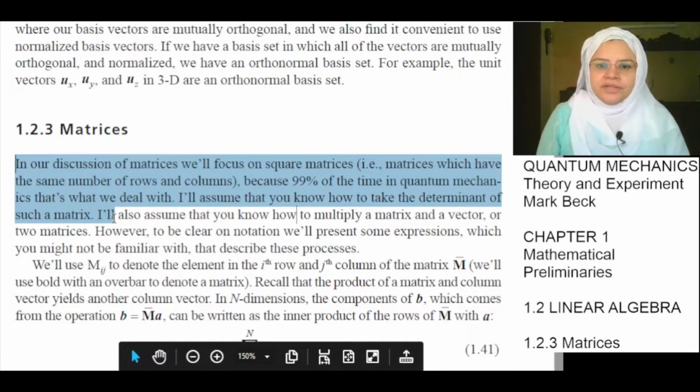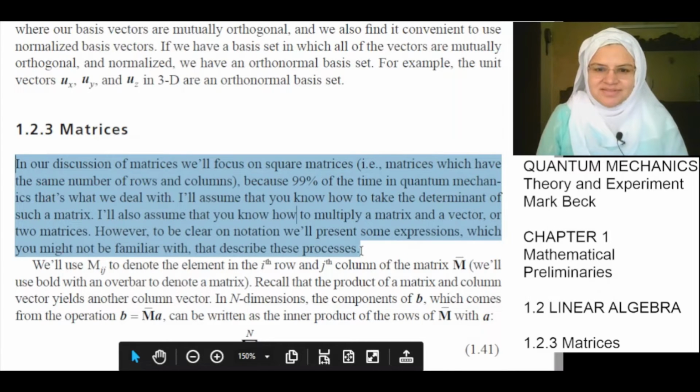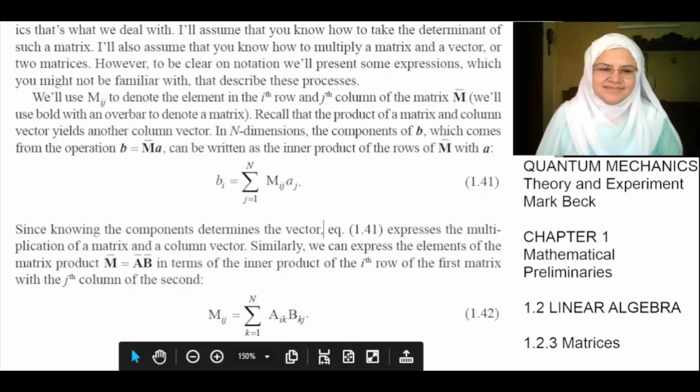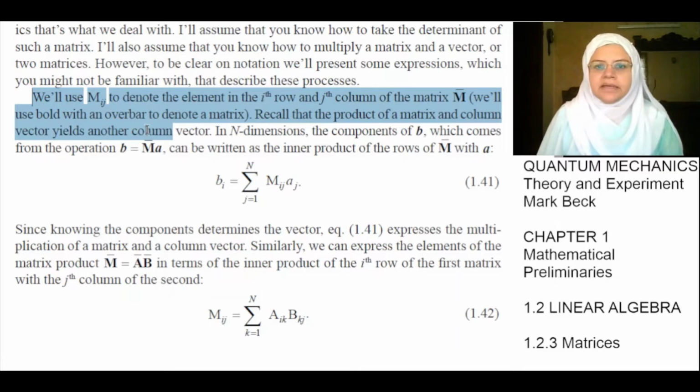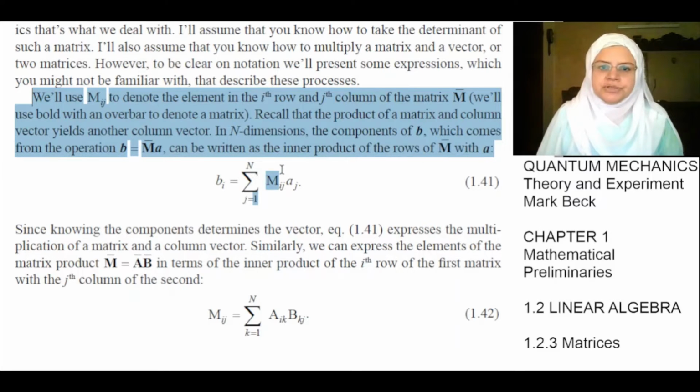However, to be clear on notation, we'll present some expressions which you might not be familiar with that describe these processes. We'll use Mij to denote the elements in the ith row and jth column of matrix M bar. We'll use bold with an over bar to denote a matrix. Recall that the product of a matrix and a column vector yields another column vector. In n dimensions, the components of B, which comes from the operation B is equal to M bar A, can be written as the inner product of the rows of M bar with A. Bi is equal to the sum j is equal to 1 to n of Mij Aj.